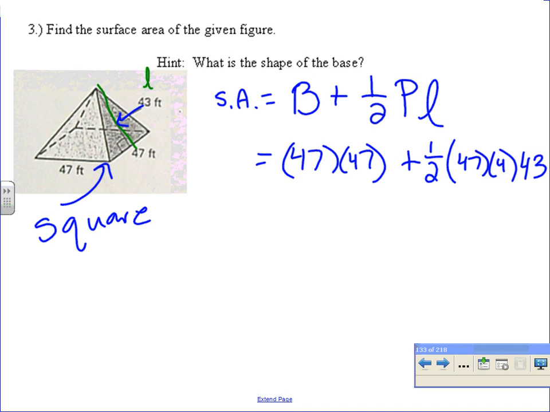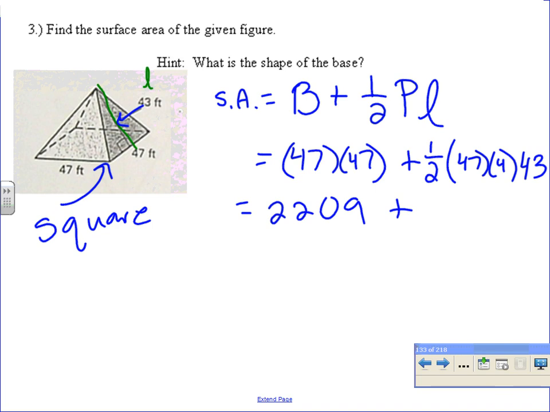Okay, let's do one side at a time. 47 times 47 is 2209. Here's the part where you need to be careful. I would type the right side into your calculator as 0.5 times 47 times 4 times 43. I wouldn't even worry about dividing by 2. I would just, in your head, change the 1/2 to 0.5. So 0.5 times 47 times 4 times 43. After you do that, what do you get for the right-hand side?